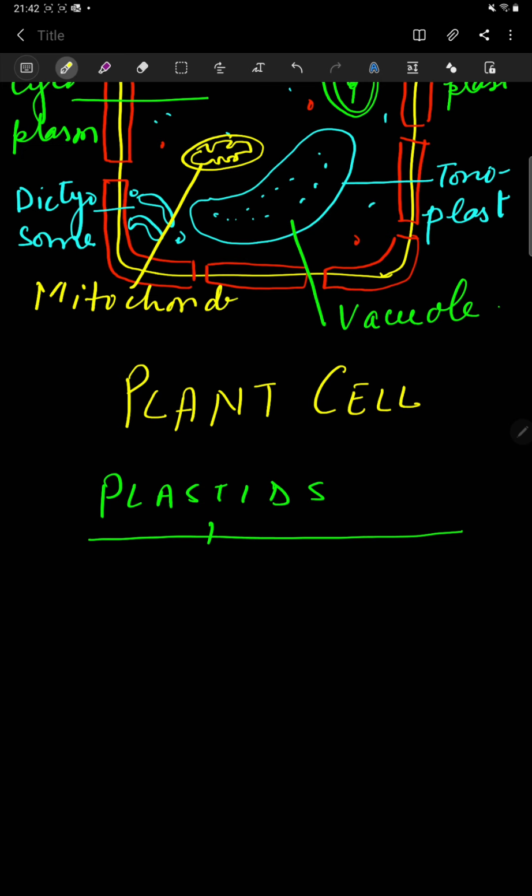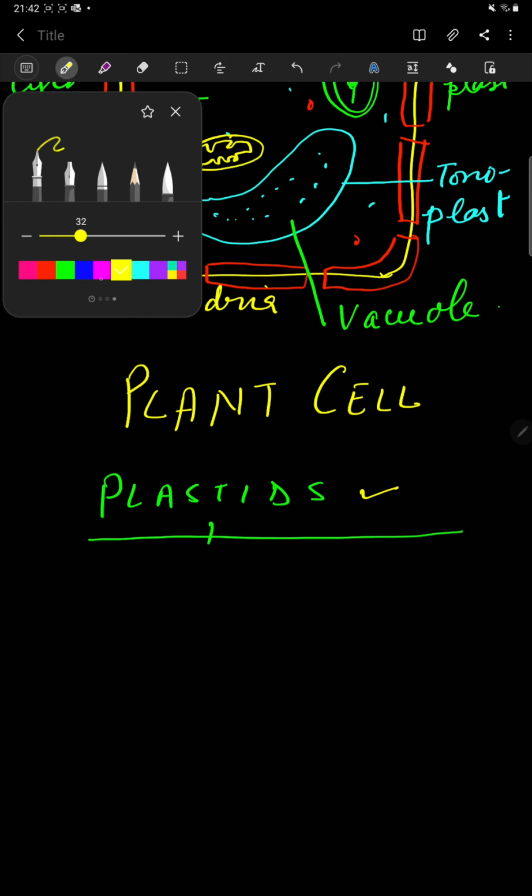Mitochondria. M-I-T-O-C-H-O-N-D-R-I-A. Alright. Now we come to the topic that is very specific to the plant cell, which is termed a plastid. Plastids are of three types, basically three types.